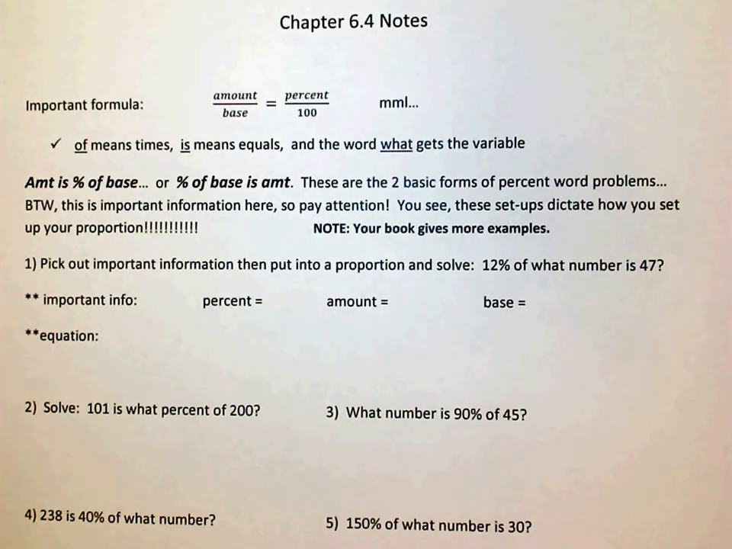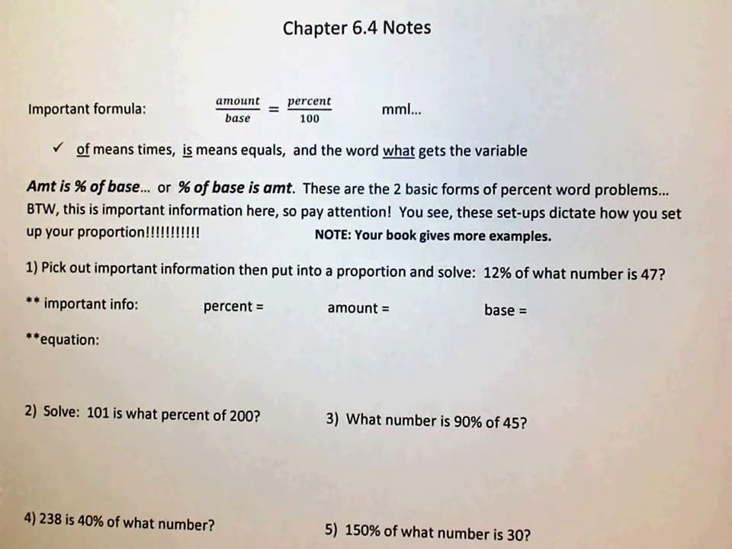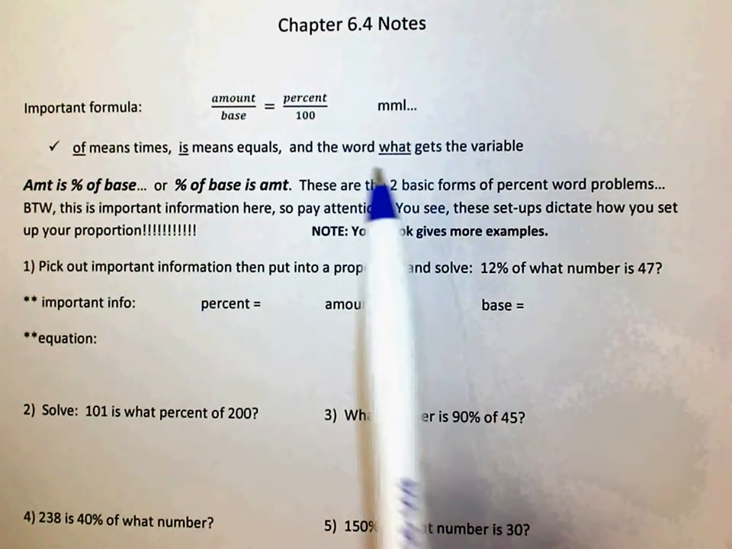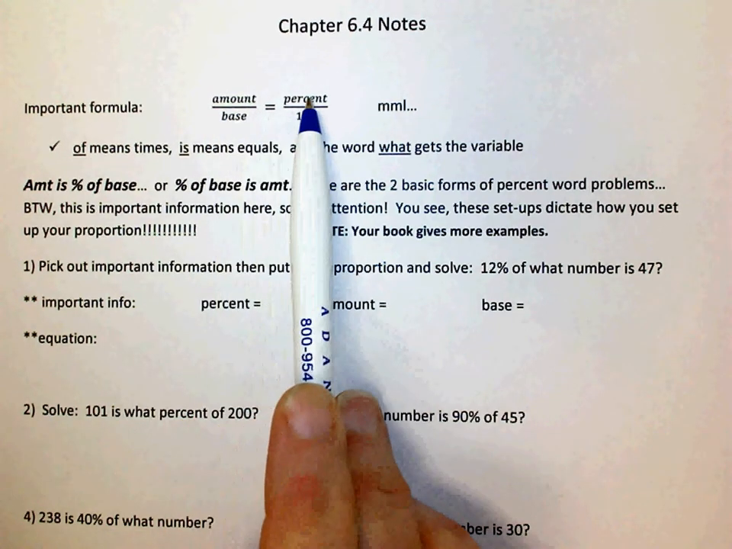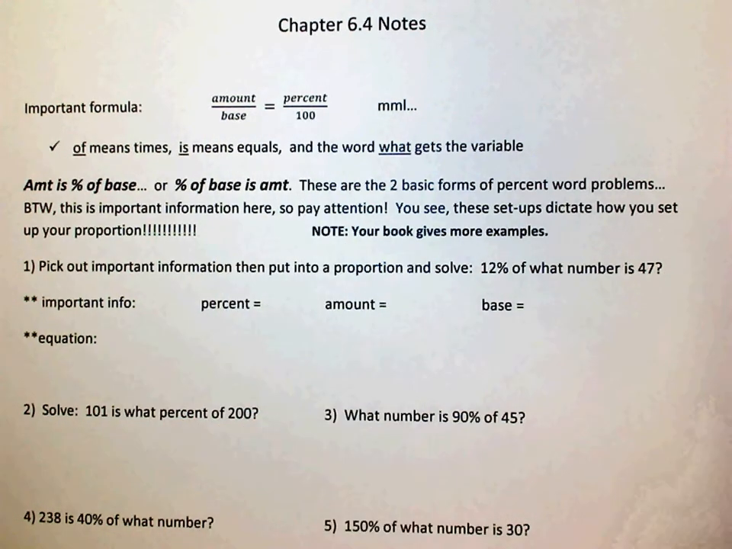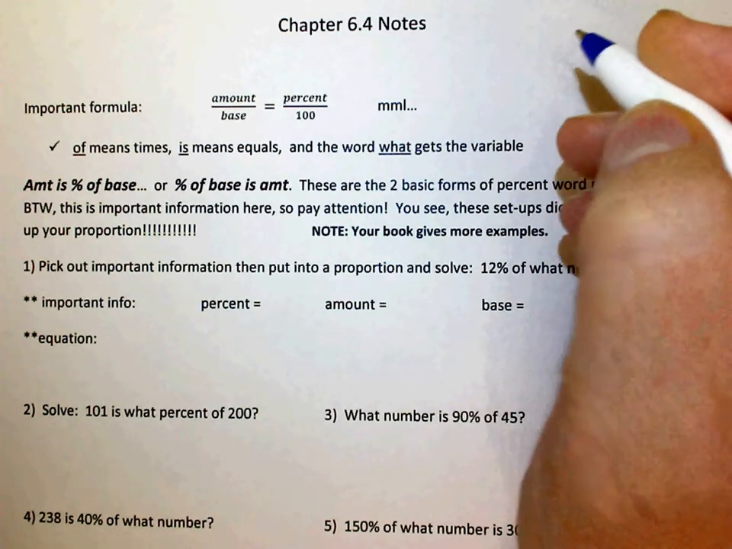If you notice, we are skipping chapter 6.3. If you want to know how to do these same kind of problems with this other method, ask one of the teachers and we'll be glad to show you. Now, one of your most important formulas is amount over base equals percent over 100. This is called a proportionality, which is what we learned about in 6.2.